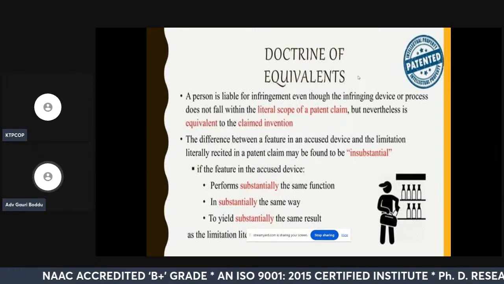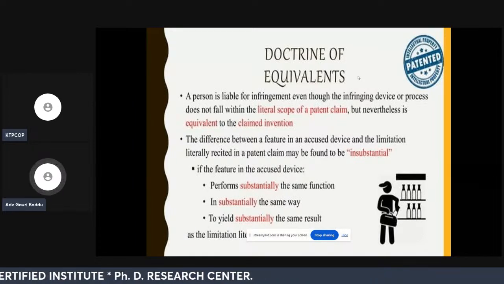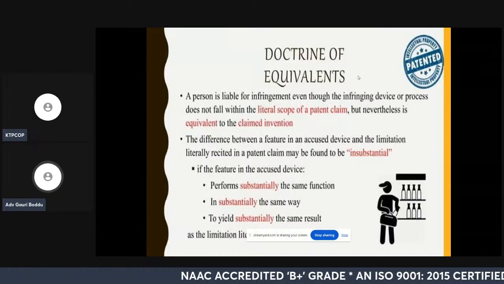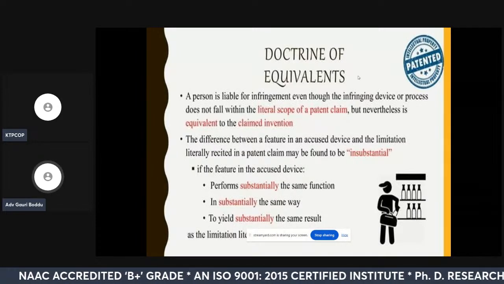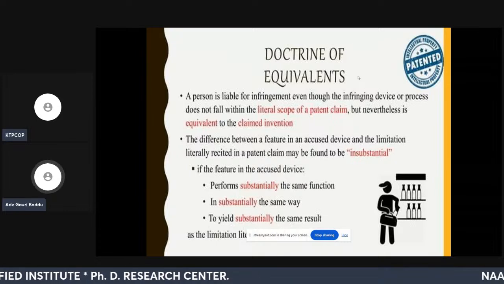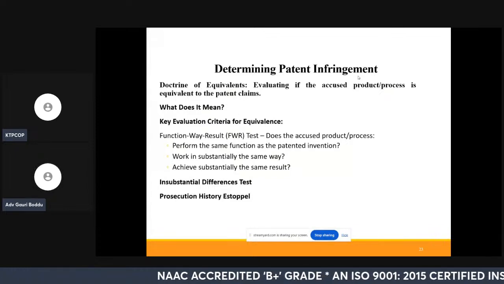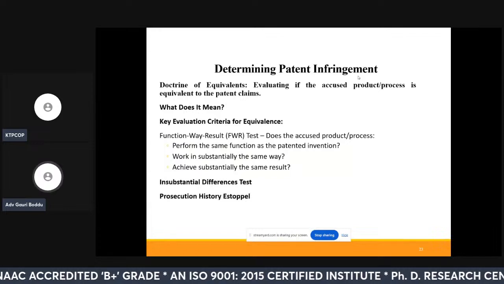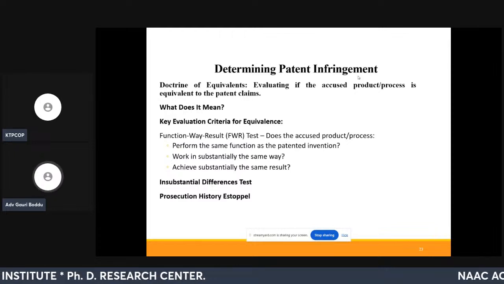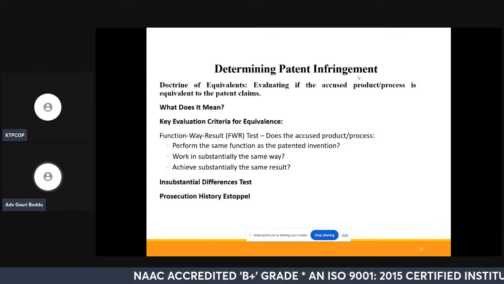So if there is a patent in which a function has been used by making the invention, if someone copies that to make it literally the same, where it functions the same, it is substantially the same, the results are also the same, this is the doctrine of equivalence, doctrine of equivalent infringement. So now let's see the next topic, determining patent infringement. In detail, it has been given over here what we have to see in the doctrine of equivalence: evaluating if the accused product or process is equivalent to the patent claims. How to determine if it is a doctrine of equivalents? Let's see what it means.